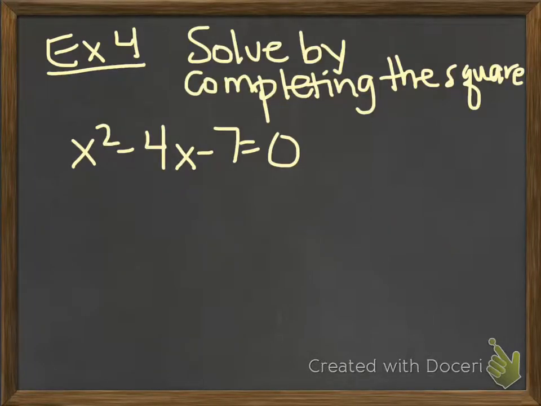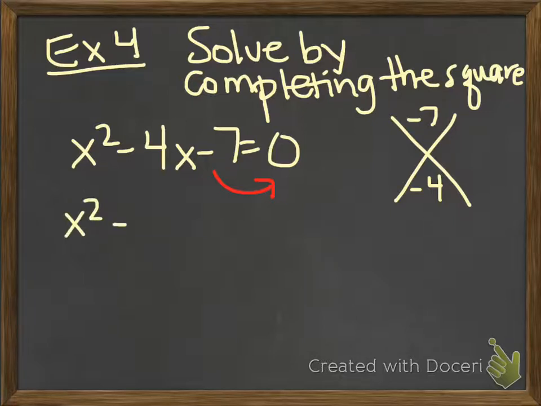All right, example 4, solve by completing the square. x squared minus 4x minus 7 equals 0. What I would do first is do a diamond to see if it is factorable, because if it's factorable, of course it's going to be easier to solve. You can use the zero product property. But there are no two numbers that multiply to negative 7 and add up to negative 4. So we're going to solve this by completing the square. To do that, you take the negative 7 to the other side, so we have x squared minus 4x equals 7.